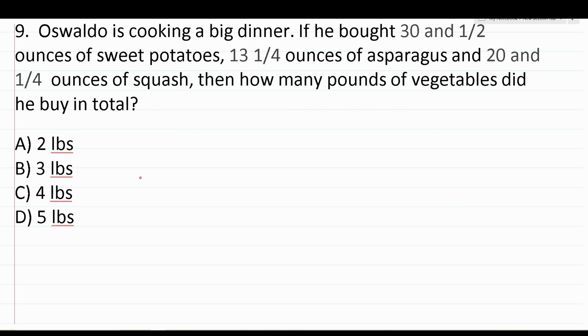All right, so number 9 says this: Oswaldo is cooking a big dinner. If he bought 30 1/2 ounces of sweet potatoes, 13 1/4 ounces of asparagus, and 20 1/4 ounces of squash, then how many pounds of vegetables did he buy in total? All right, so let's first add up all the ounces of vegetables that he bought. So that's going to be 30 1/2 plus 13 1/4 plus 20 1/4.